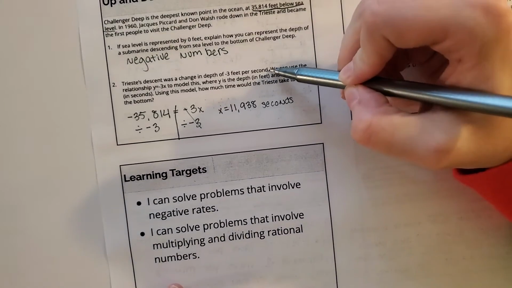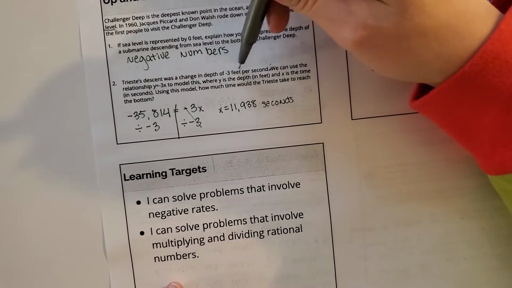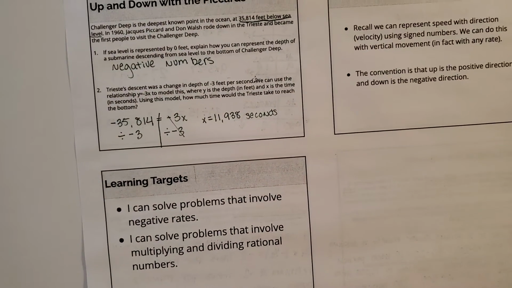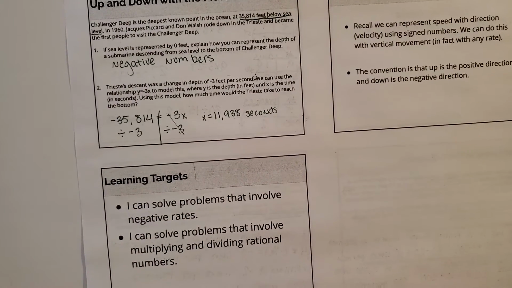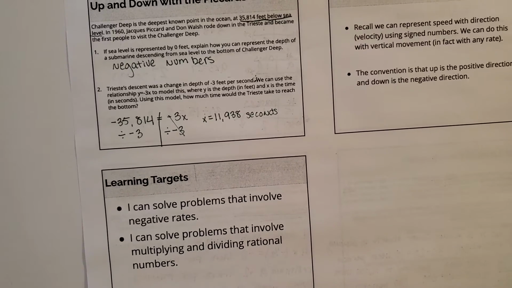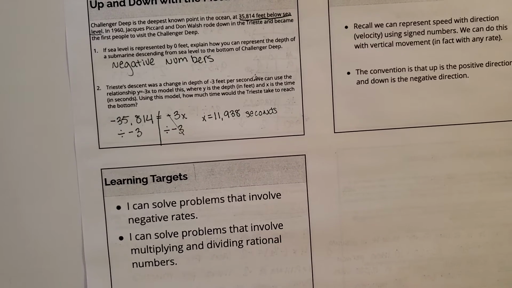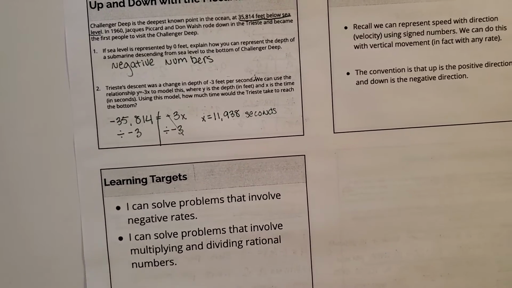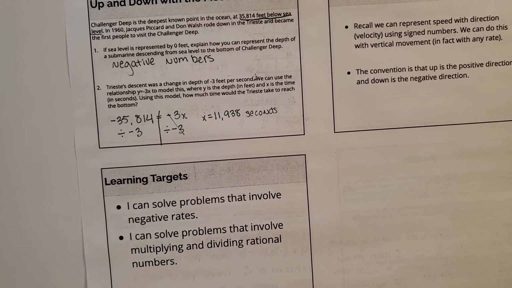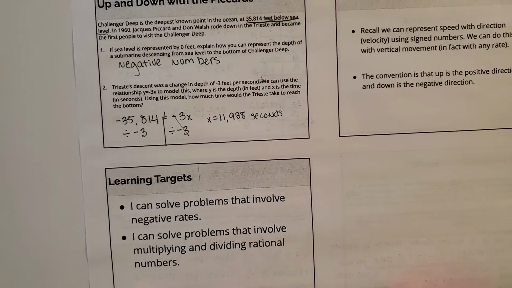This is seconds because that is the rate that it's descending at, negative 3 feet per second. So that's a lot of seconds. If you want to change that into minutes, you would divide by 60 and you would get 198.97 minutes that it would take, or 3.32 hours it would take. But I'm just going to leave my answer as seconds.